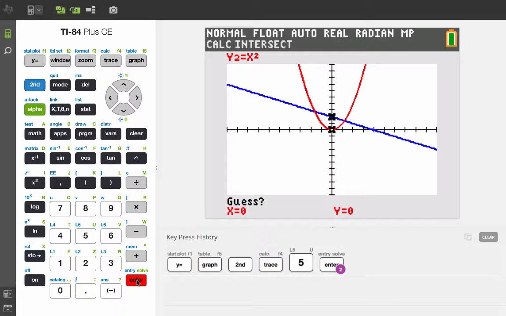Let's find the intersection point on the left. We'll press the left arrow so that the guess cursor comes pretty close to the intersection point on the left. It doesn't have to be exact, just has to be close. And then we'll press enter again. And we can see that the intersection point is about negative 1.69, 2.84. If we want to find the other one, we'll go through the same process.